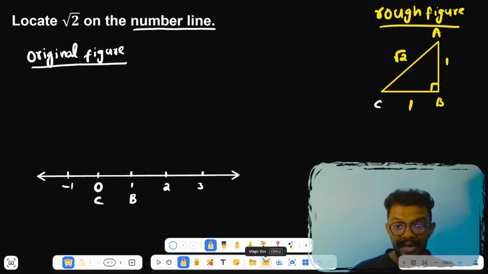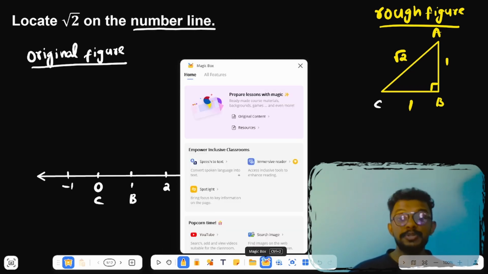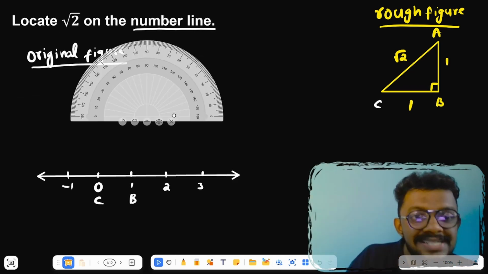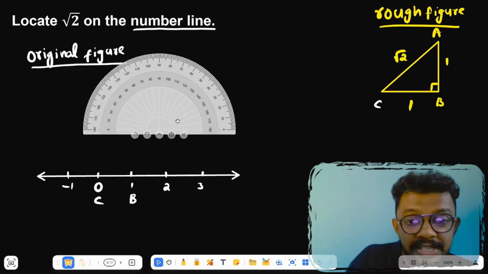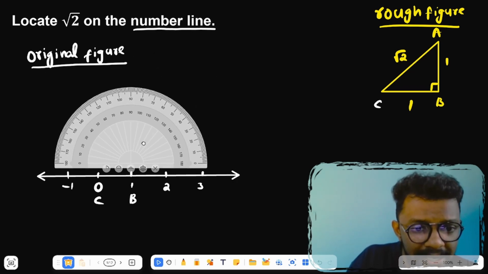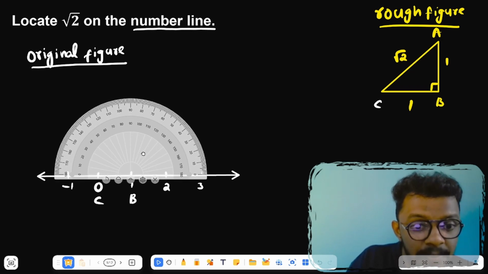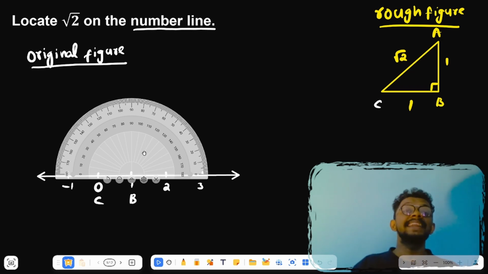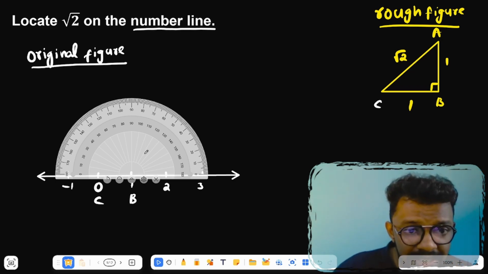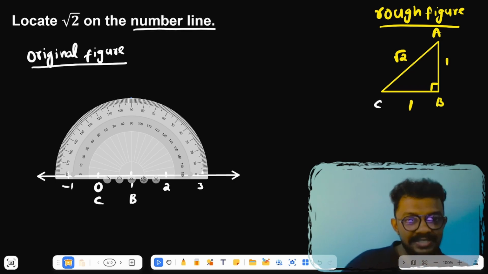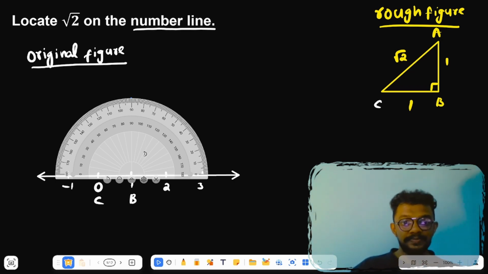So what I will do, I will take an instrument called a protractor. Is it there in your geometry box? This is the one. This is what a protractor is. So I need CB to be 90 degrees. So I will draw 90 degrees. The central point of the protractor is at where we need this 90 degree. And I will mark this 90 degrees over here. Did it. I marked it.